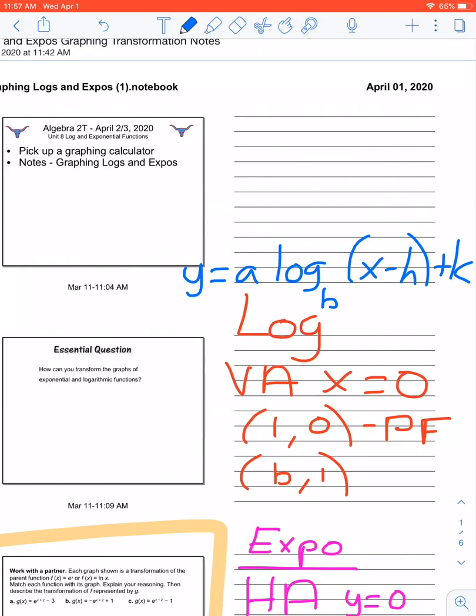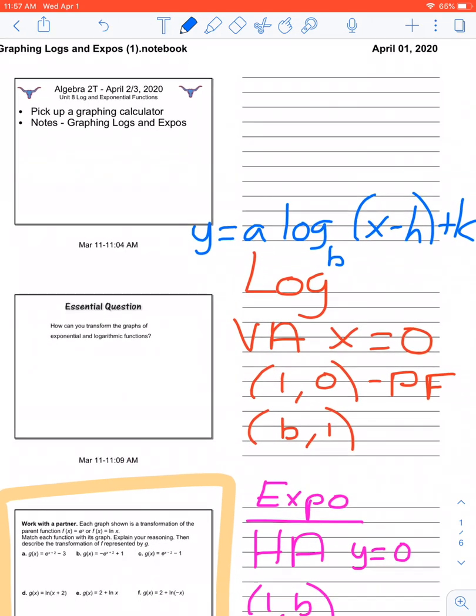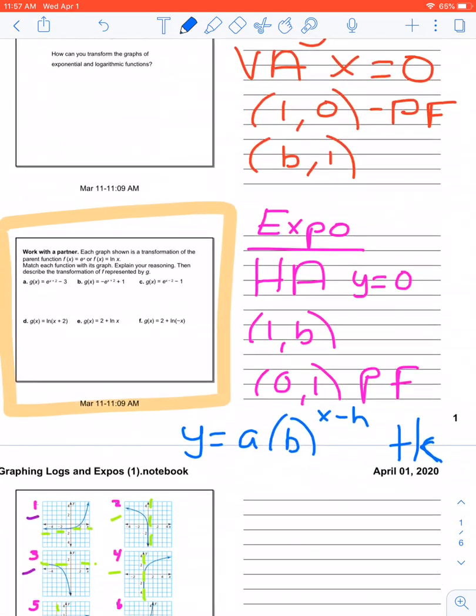Just like in radicals and rationals and quadratics, a, h, and k do the exact same thing all the way through. That's why it's universally used, because there's no new math needed there. You learn it once and it's consistent.